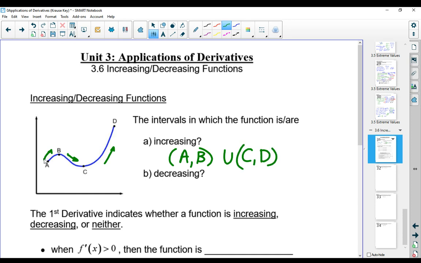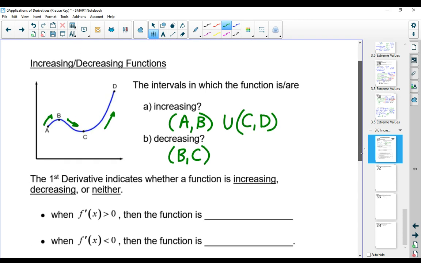Again, I'm not worried about you using that set notation or the union notation, just making it something that you're going to see hopefully when you get further ahead into college. All right, so decreasing would be from B to C.